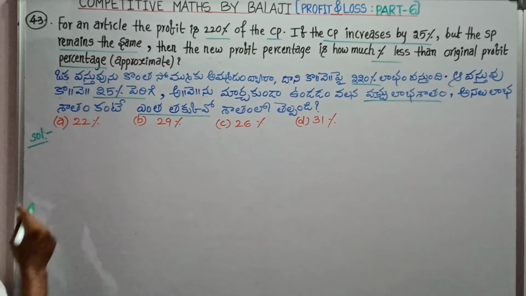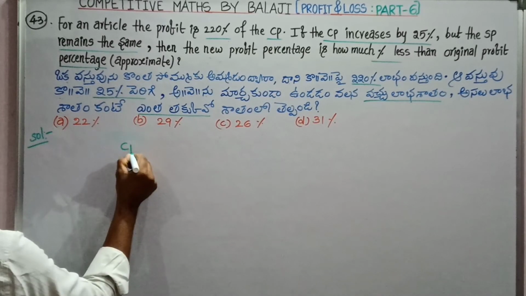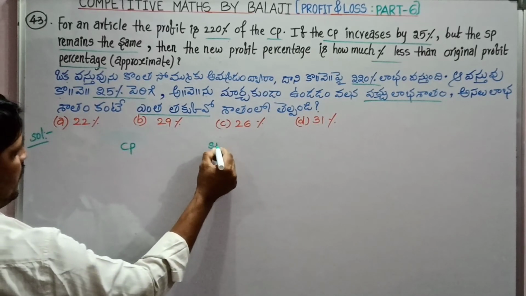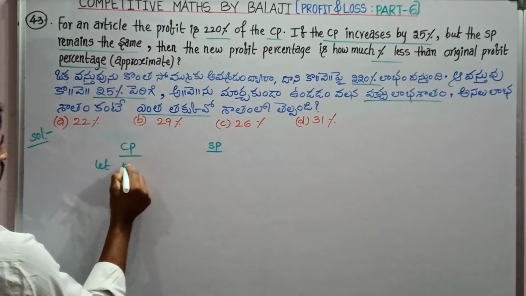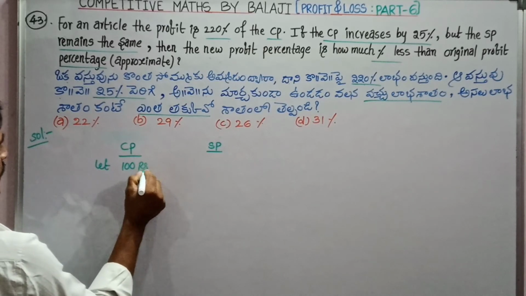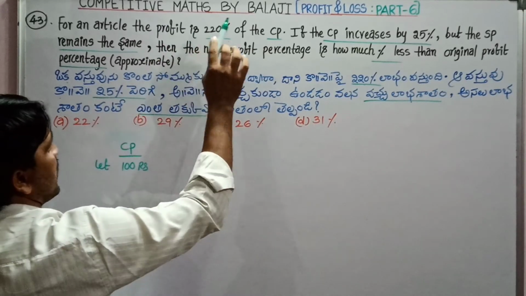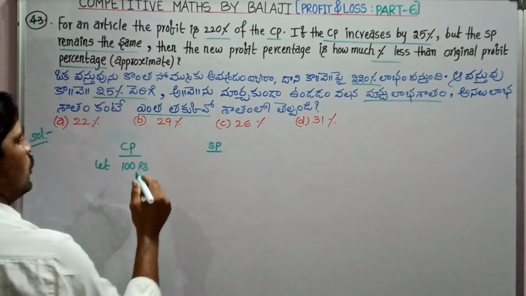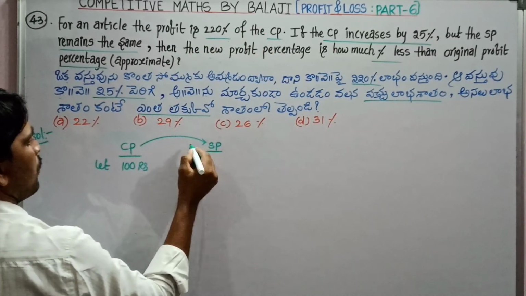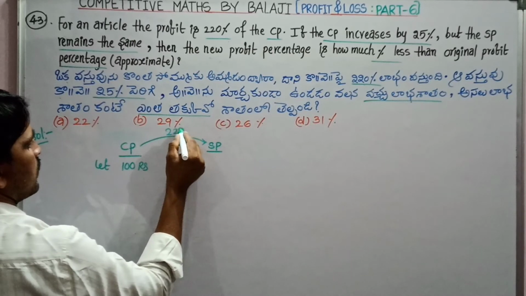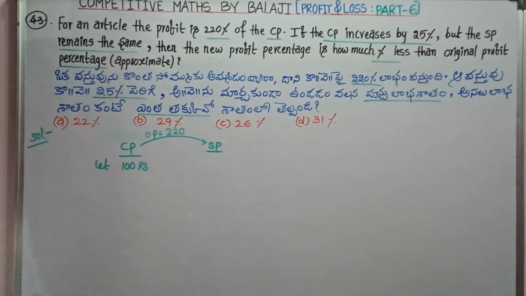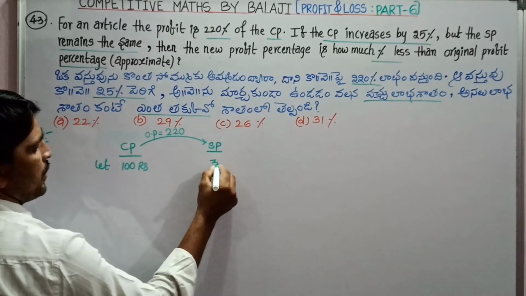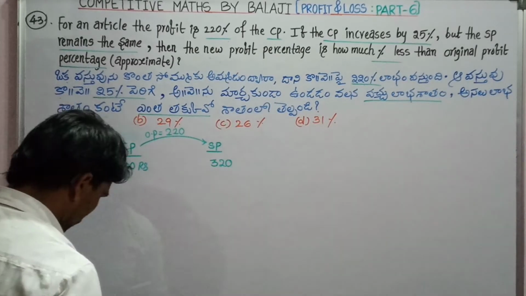Students, listen carefully. Consider CP and SP. Suppose CP be 100 rupees, as profit is calculated on CP. So there is a profit of 220, that is original profit. OP means original profit. Then selling price becomes 320.